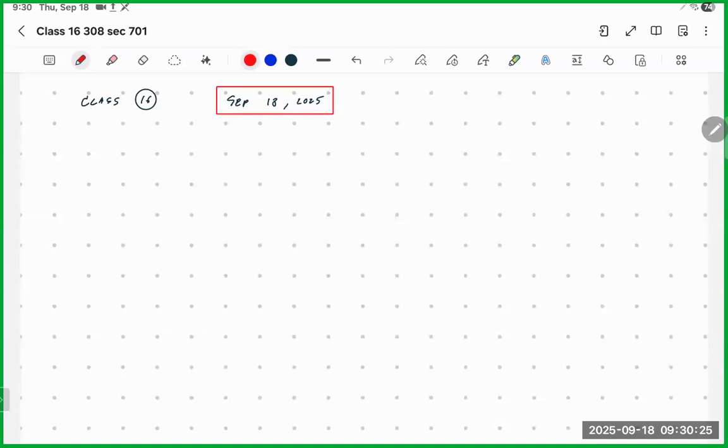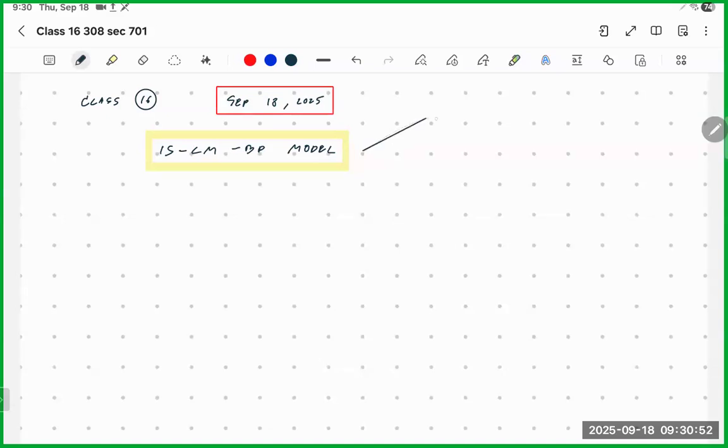Okay, so let's start the class. Today is going to be class 16, and we're still talking about the IS, LM, and BP model, which, as you learned before, has three types of country.